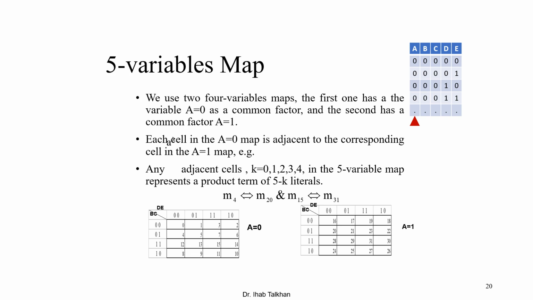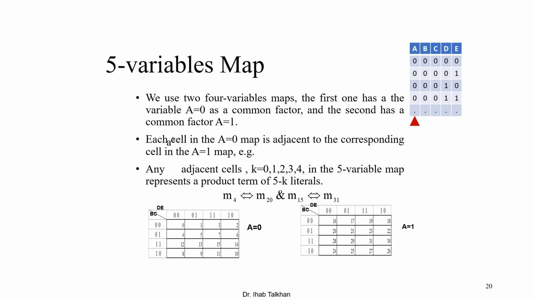If you want to see what's going to happen with the 5 variable maps, you have to understand what it looks like. First of all, let us study the table given here on your right hand side. You have the 5 variables A, B, C, D, and E. E is the least significant and A is the most significant. For column E, you have 0, 1, 0, 1, 0, 1, and so on.